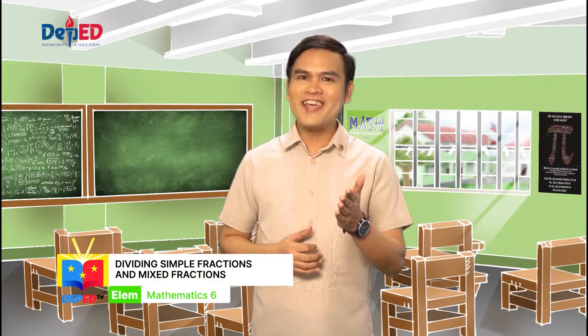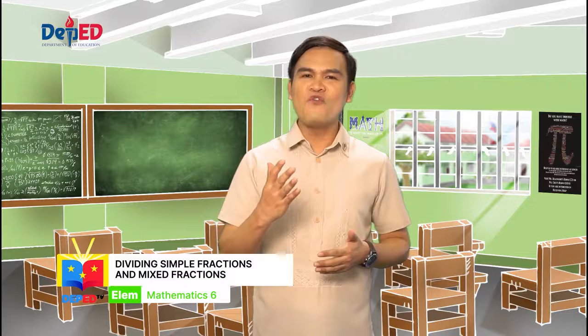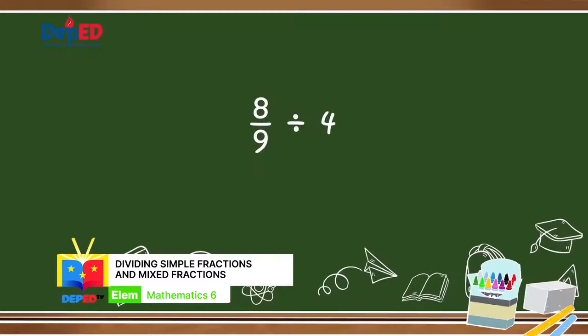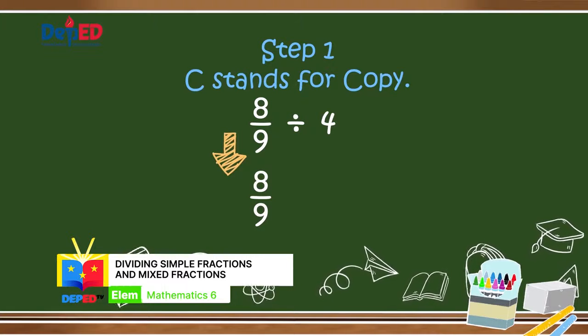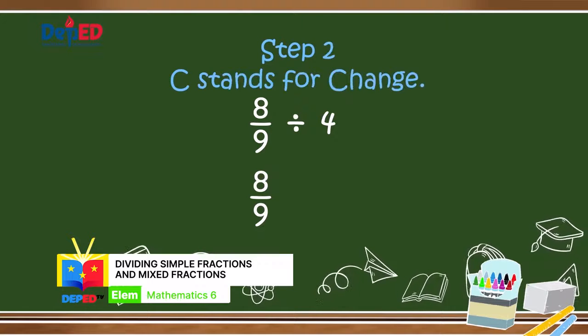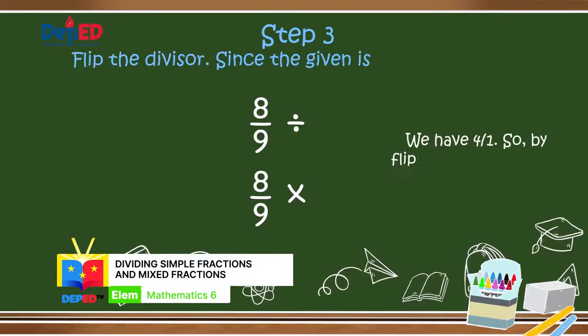Do you want another example? Let's go for example number 2. Divide 8/9 by 4. Let's follow the CCF. 8/9 divided by 4. Step 1. Copy the dividend 8/9. Step 2. Change the operation to multiplication. Step 3. Flip the divisor.